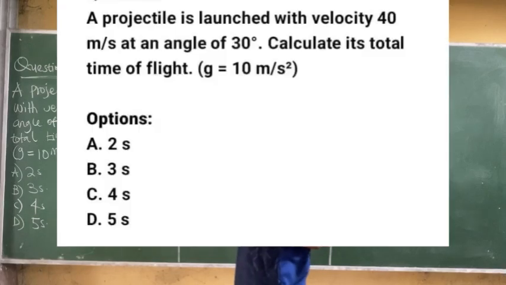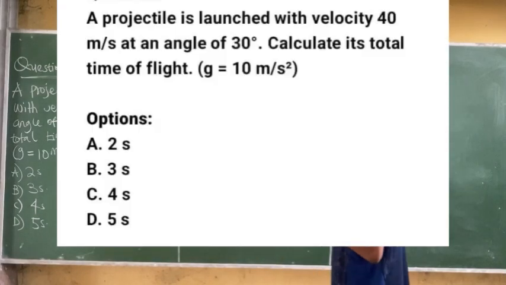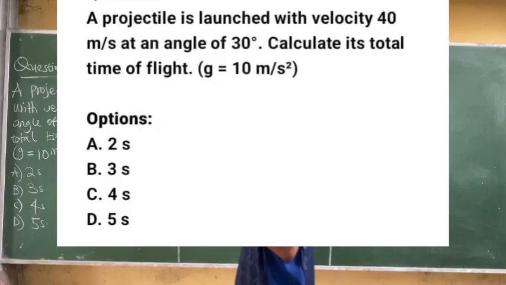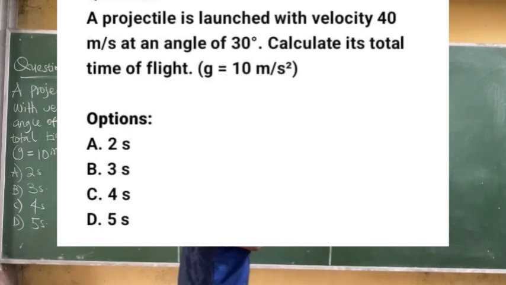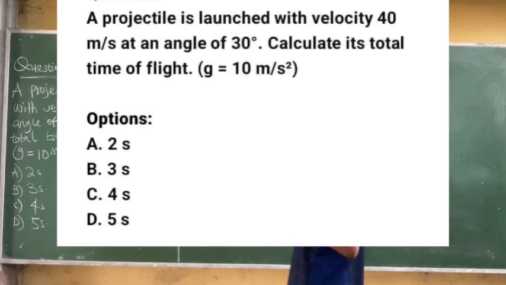Question 4 says a projectile is launched with velocity 40 meters per second at an angle of 30 degrees. Calculate its total time of flight, given that g, which is acceleration due to gravity, is 10 meters per second squared. Option A, 2 seconds. Option B, 3 seconds. Option C, 4 seconds, and option D, 5 seconds.